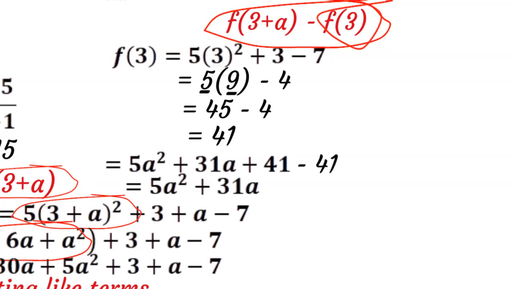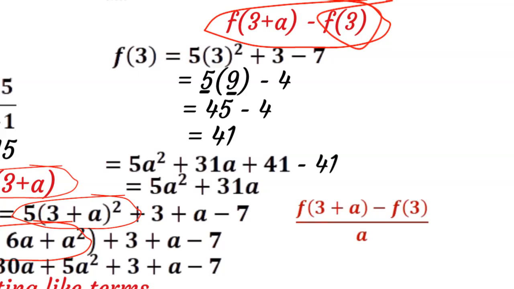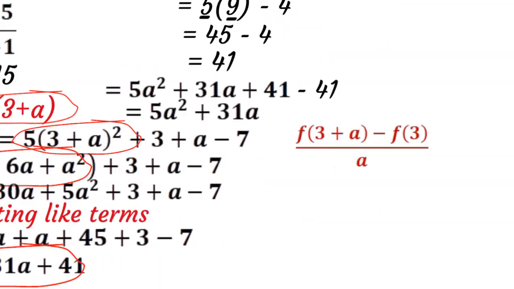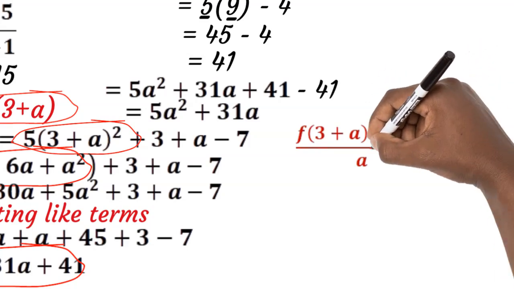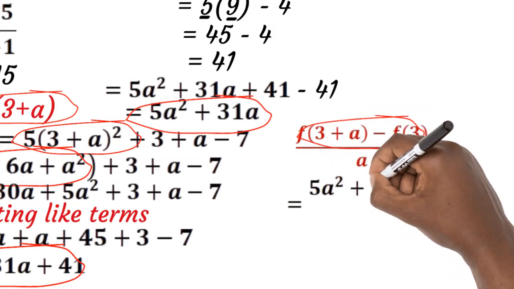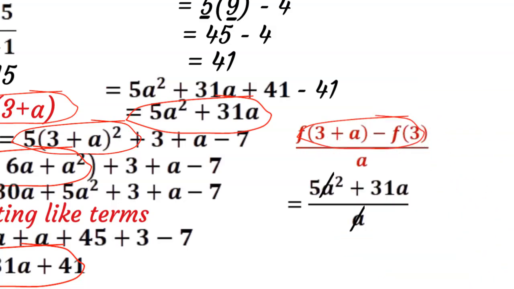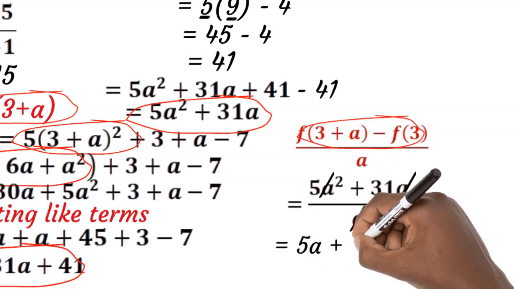Finally, let's find our f of 3 plus a minus f of 3 divided by a. So you know what to do. From what we saw previously, we established that f of 3 plus a minus f of 3 is 5a squared plus 31a. So then we just have to divide it by a. So that will be 5a squared plus 31a divided by a. So a will cancel a squared, we have 1, that's a here. Cancel here, 1. So what we're having here is 5a plus 31.